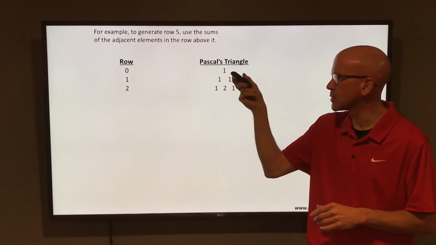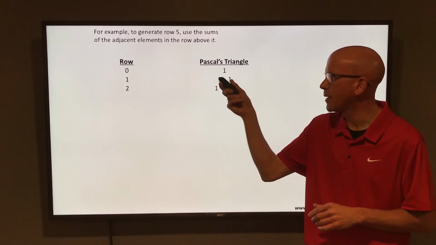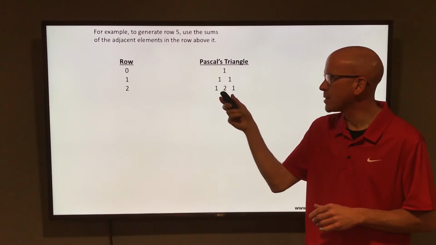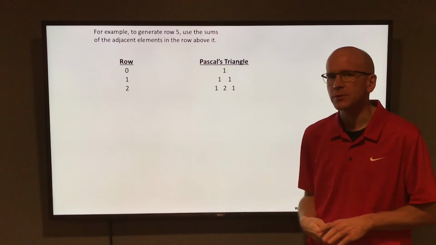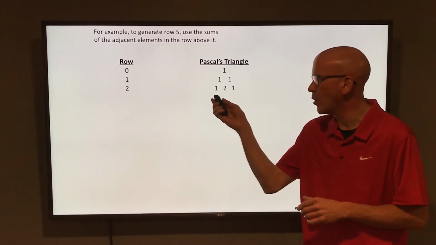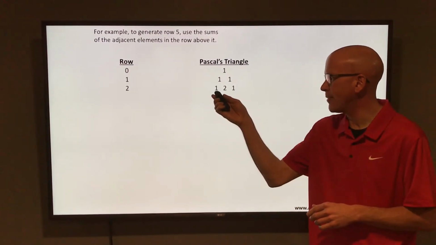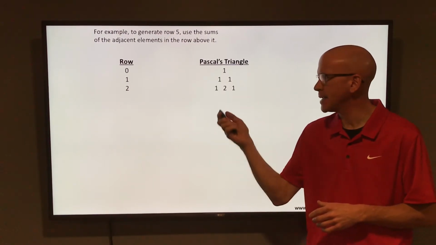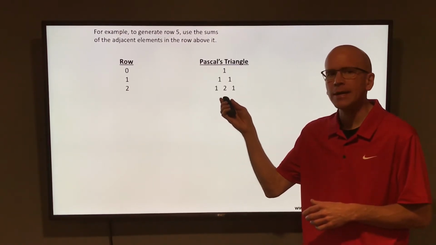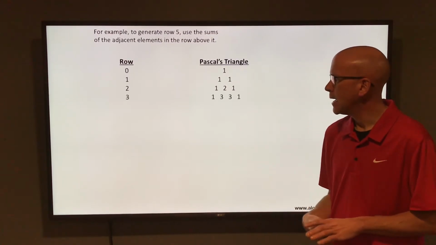But as long as you get those first two rows, you start with a 1 on each side, you can get these other rows by just adding. So add the 1 and the 1, you get 2. So for the next row, we're going to have a 1 on each end, and then we're going to add the 1 and the 2, that's 3. Add the 2 and the 1, that's 3. So the next row is going to be 1, 3, 3, 1, as you see.